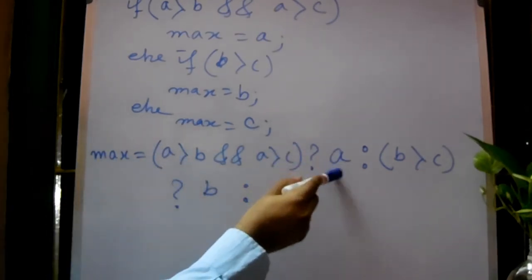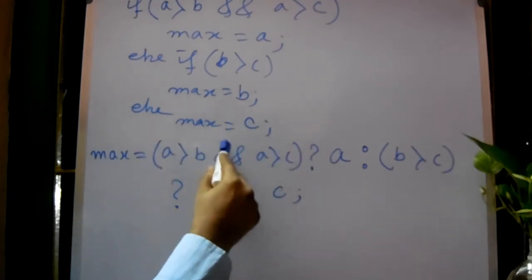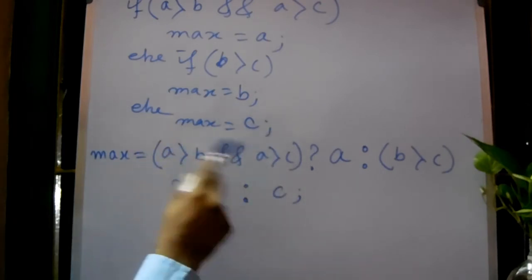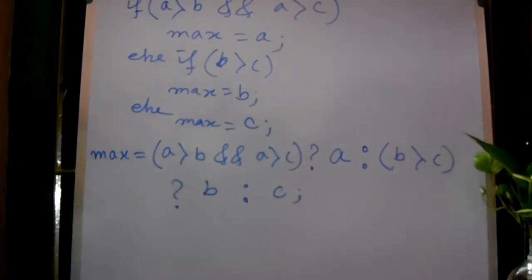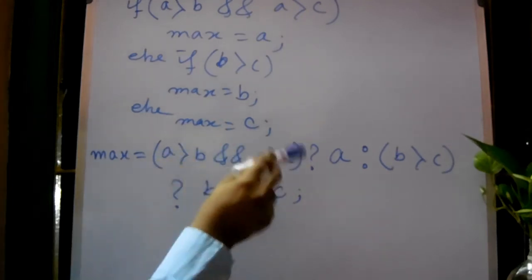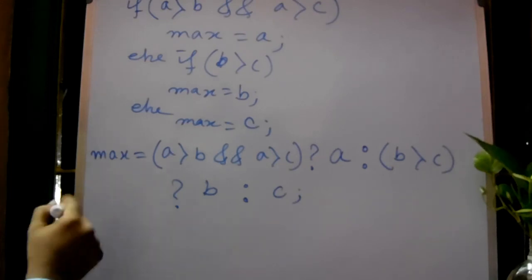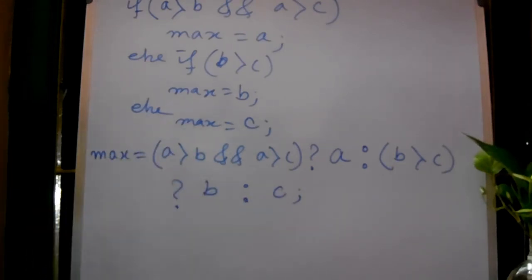Max will be a when this condition is satisfied. Max will be b when this condition is not satisfied but this condition is satisfied. And max will be c when neither this condition nor this condition is satisfied. So at that time max will be c. Understood? So this is the nested ternary operator, and how it is used.